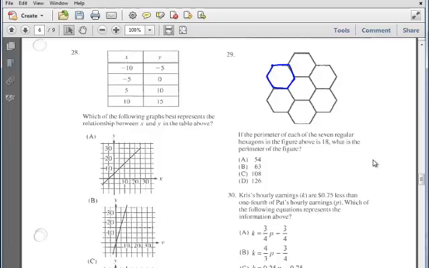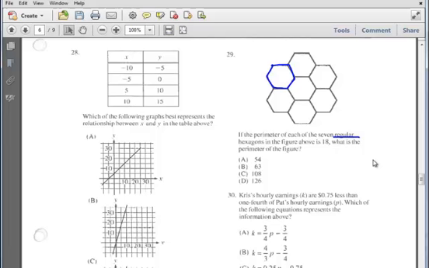Regular means all sides are the same length. That's a key word: regular hexagon. So if the perimeter of one hexagon is 18, you automatically know what about all the rest of them? Well, all the rest of them are 18. And what do you know more about that one hexagon? The side's going to be... all the other stuff.